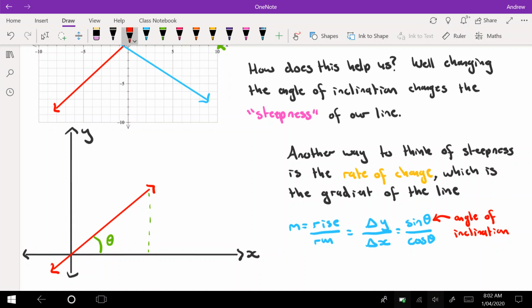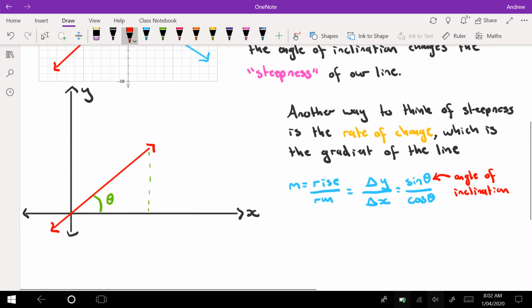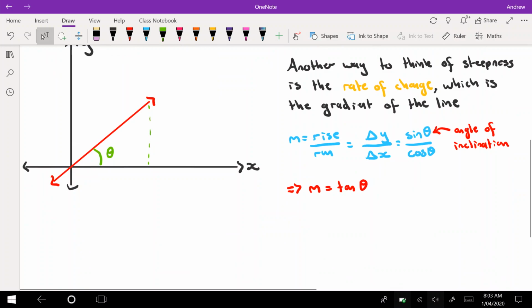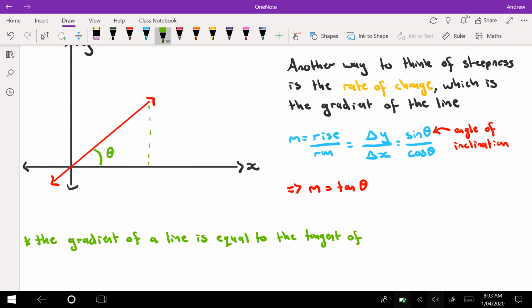And let's think back to what tan of theta is equal to. Sine theta over cos theta gives us tan of theta. So for any line that has an angle of inclination, the gradient is equal to the tangent of that angle of inclination. The gradient of a line is equal to the tangent of the angle of inclination.